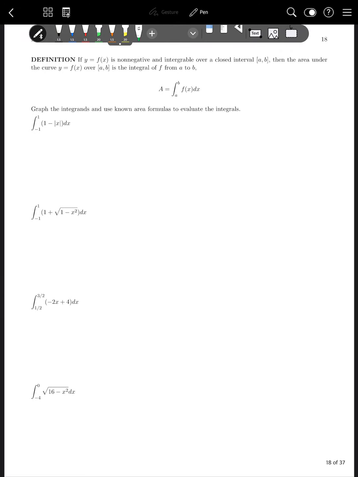So the next definition here is if y equals f of x is non-negative and integrable over a closed interval a to b, then the area under the curve of f of x over a to b is simply the integral from a to b. So notice there's a couple of things that are important here. F of x has to be non-negative for this to be the area.